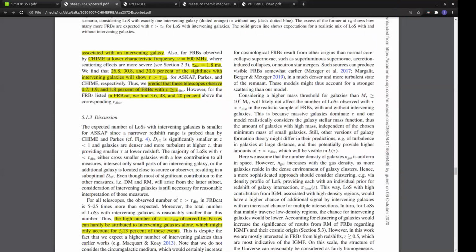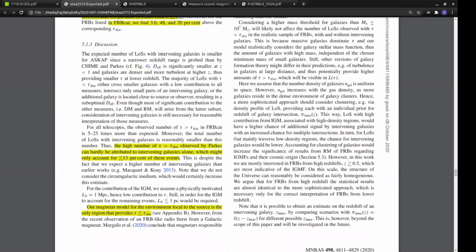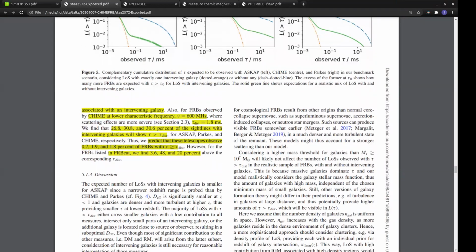So Stefan, when you are saying intervening galaxy, you are only considering the scattering that happens when the FRB sightline actually passes through the ISM of the intervening galaxy rather than the halo. Yeah, exactly. So we have an elliptical model for the galaxies that contains the disk of the galaxy, but not the halo. And so it is only the interstellar medium.